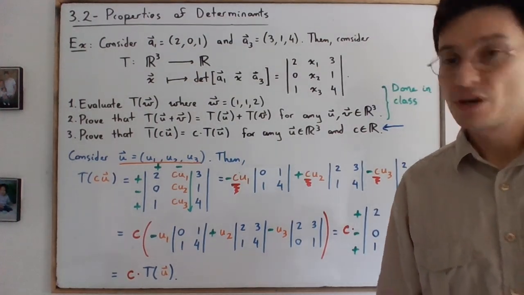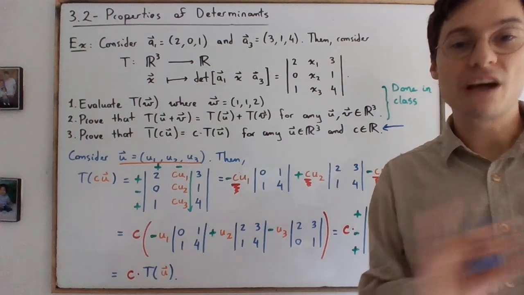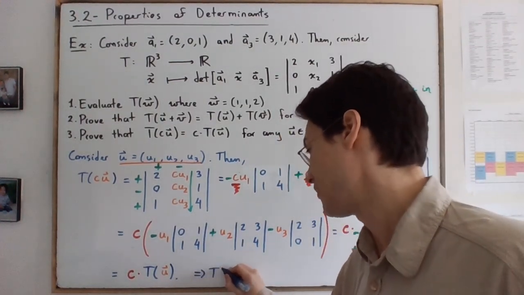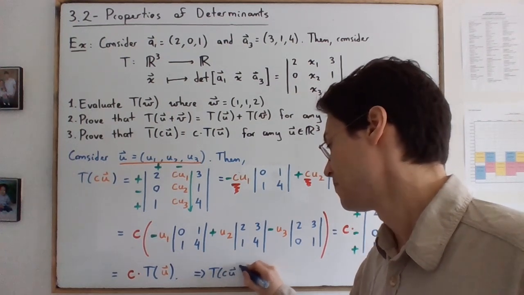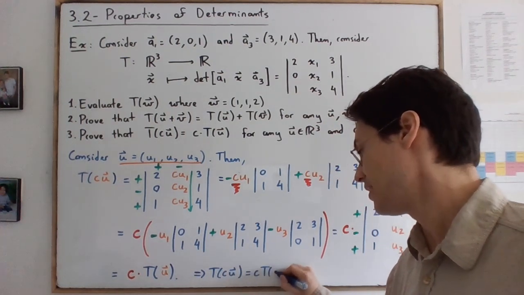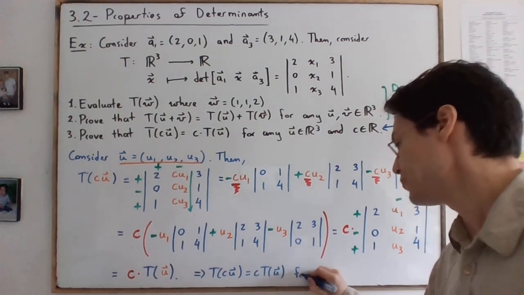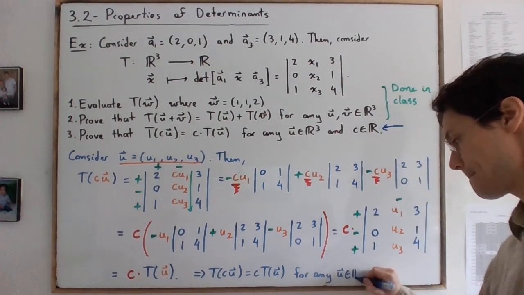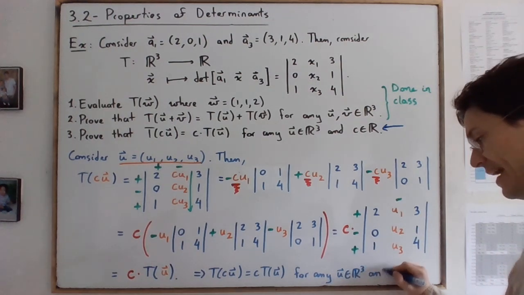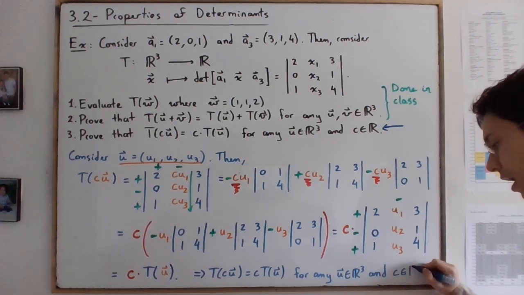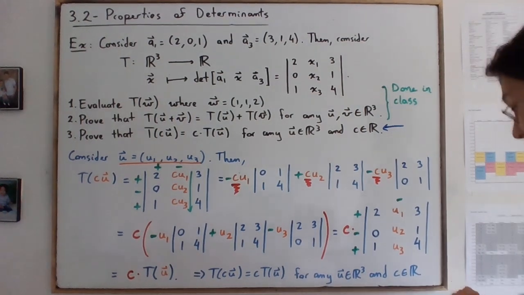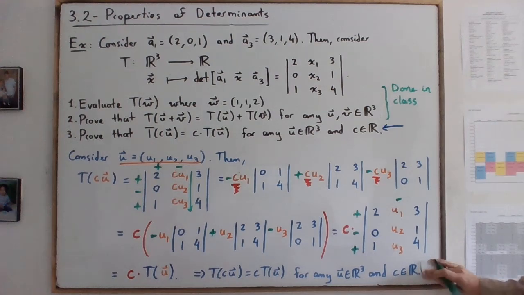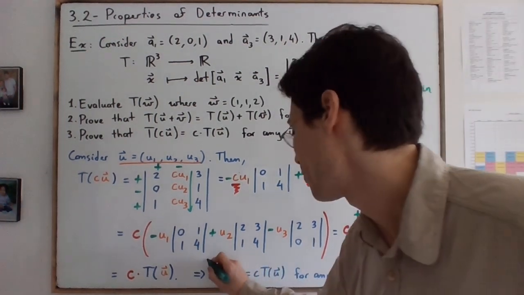So in other words, we proved number 3 regardless of u. We found out that T of cu is equal to c times T of u for any u in R3 and c in R. And this is what we wanted to prove. Do I have a little bit of space for that QED? Not really. But in any case, we're done.